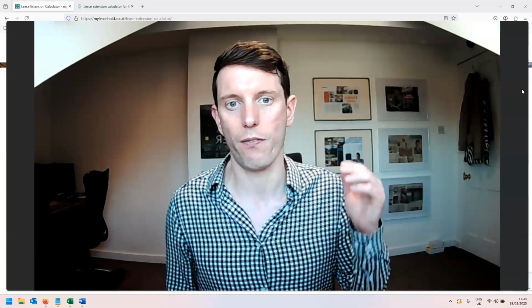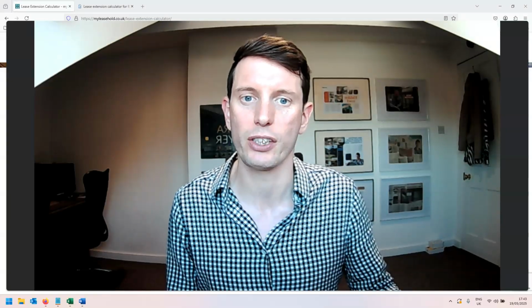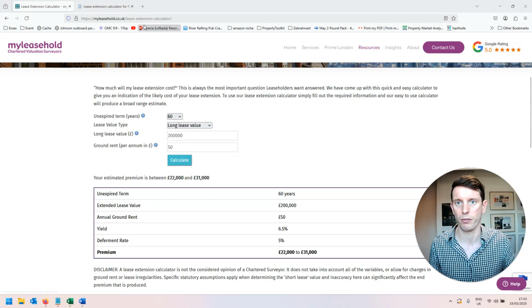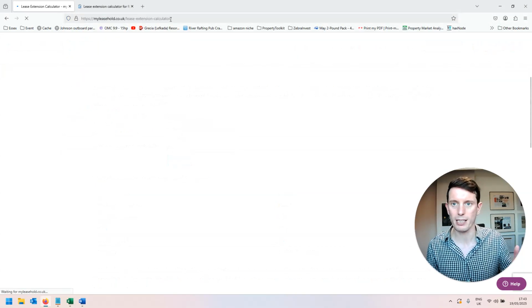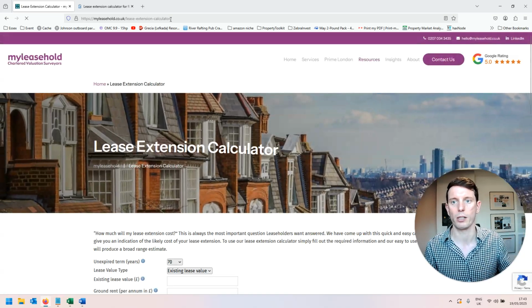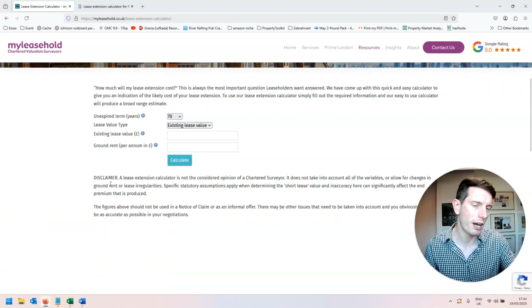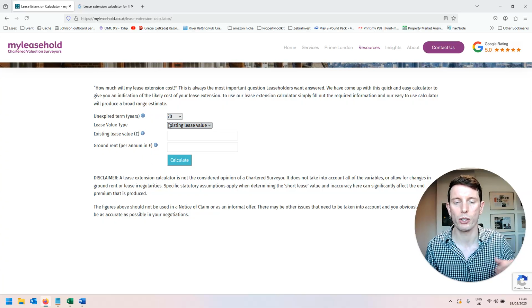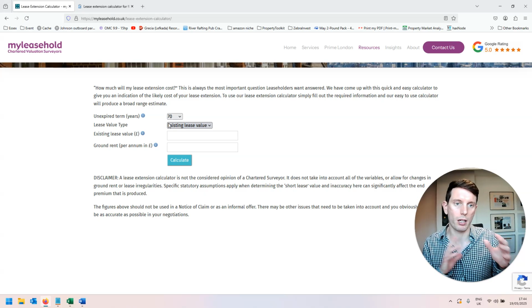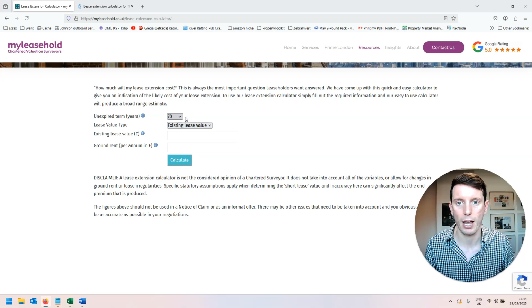So the first and easiest way to do this is to head straight over to our lovely friends at My Leasehold. My Leasehold are actually chartered valuation surveyors, and they do lease extensions as well. They've got a great tool on their website which allows you to work out quite simply how much your lease extension roughly is going to cost. It doesn't say what part of the country this is, it just gives you a rough indication.